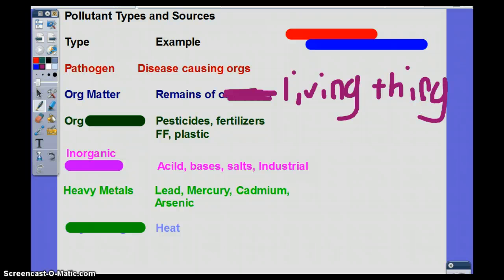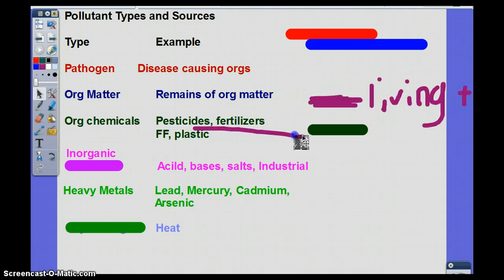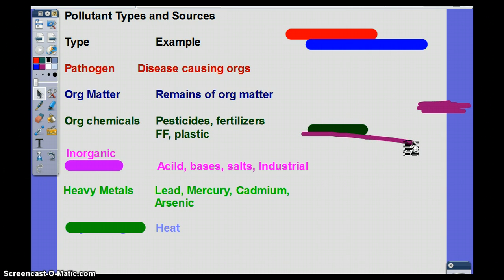Anybody know what category pesticides and fertilizers, fossil fuels fall under? When you hear the word fossil fuel or a pesticide, what do you think? Chemical. Chemicals, good, and they're organic. They come from living things. You know, fossil fuels come from living organisms. Inorganic chemicals would be the acids, the bases, salts, heavy metals, lead, mercury, and heat. What would that be? I just mentioned it. Physical, good. Good job.